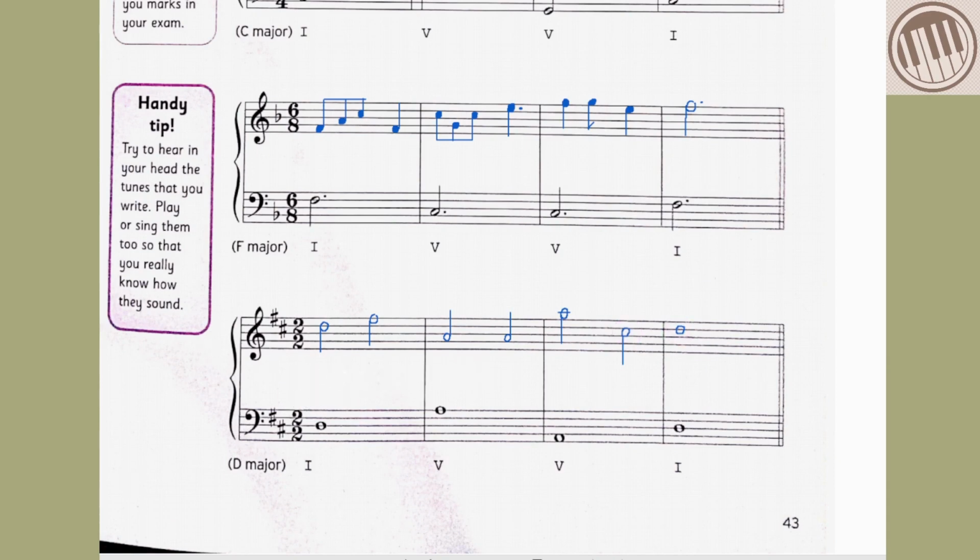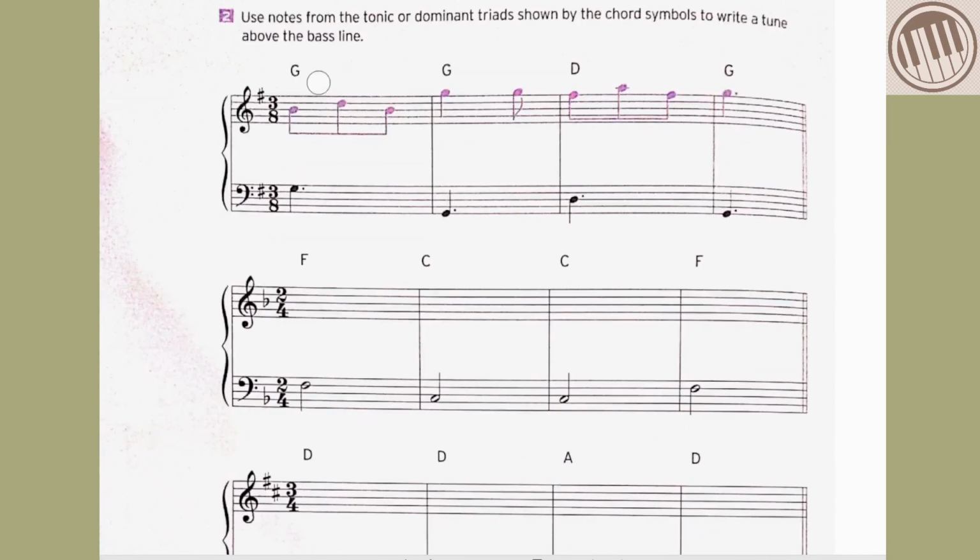Okay, so that's it. So let's move on to the next page. We have the second question. Use the notes from the tonic or dominant triads shown by the chord symbols to write a tune above the bass line. So this time you have to use the chord symbols given to you. The first bar you have to use the F major triad, and second bar you need to use the C major triad. Okay, so those are the 2 chords we need to use.